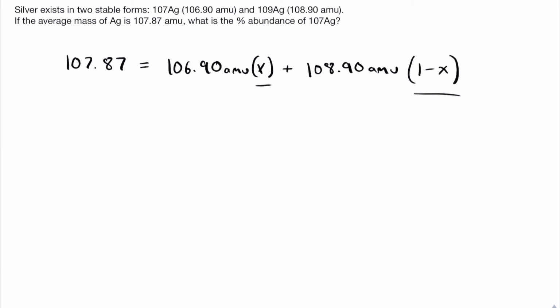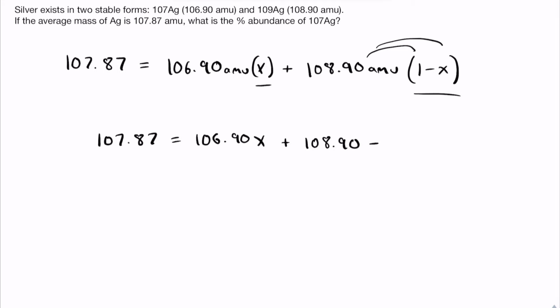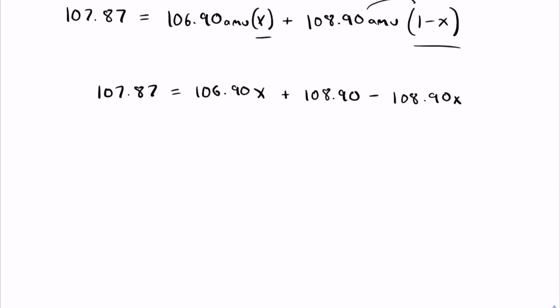So now we can rewrite this in looking for x. (106.90x) plus, and distributing here, now we have everything written out and expanded as we need. It's just a little bit of algebra here to isolate everything to one side. So let's do that now.